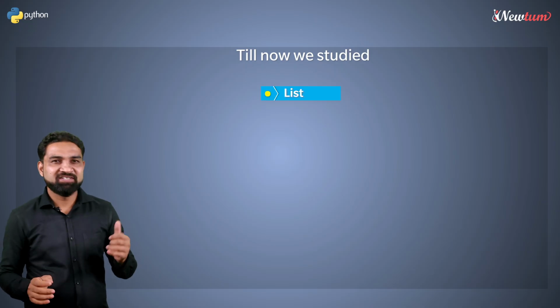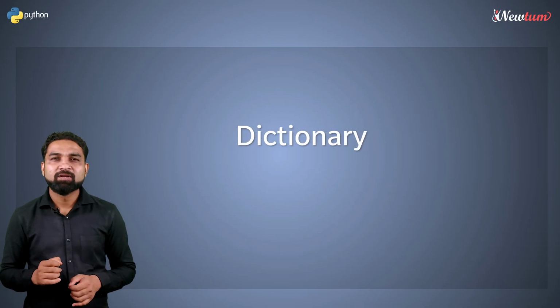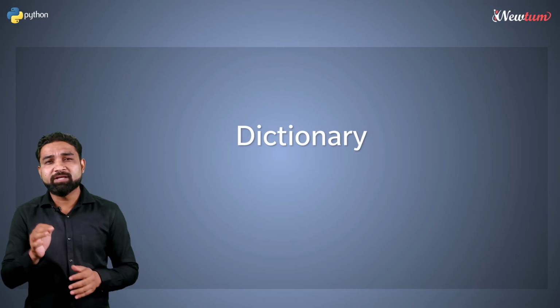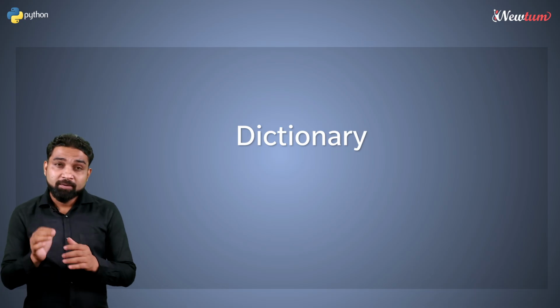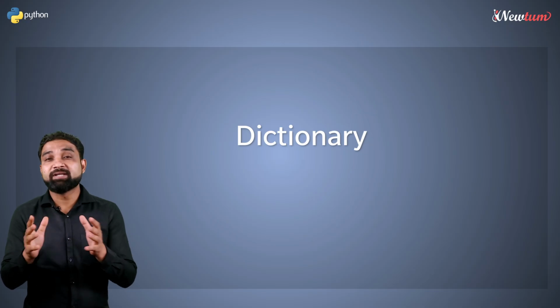We studied list, tuple, set, and now we are learning dictionary, a data type with key value pair. Well, we have studied all the essential concepts of dictionary. But in many cases, we have to use two data collection data types simultaneously.